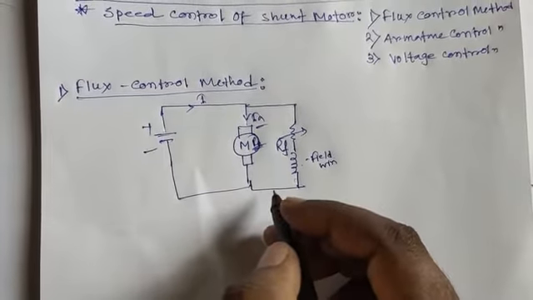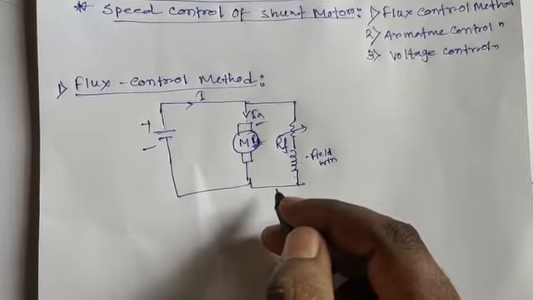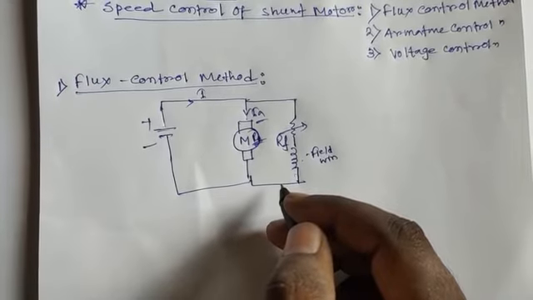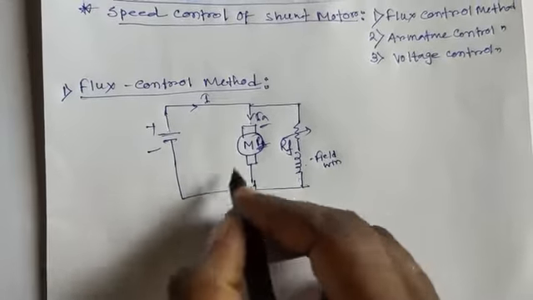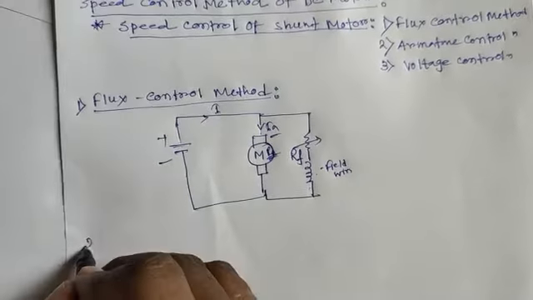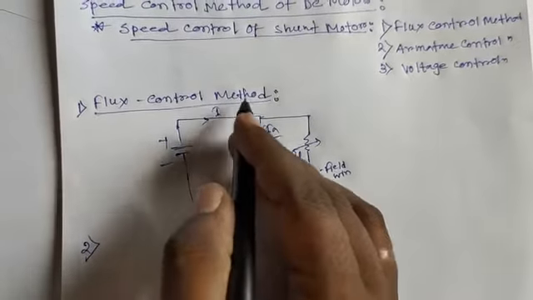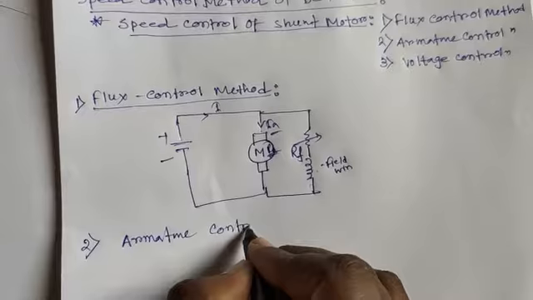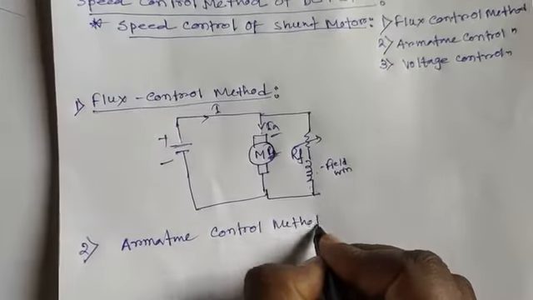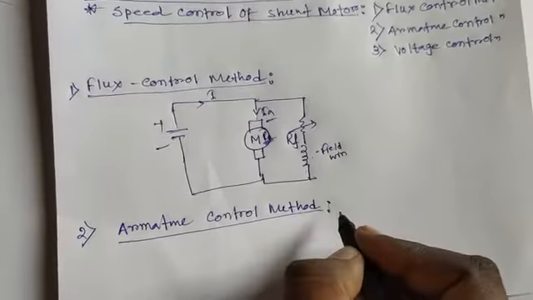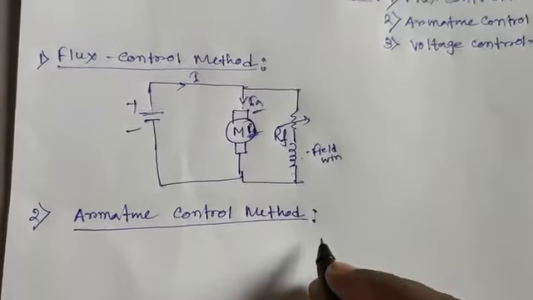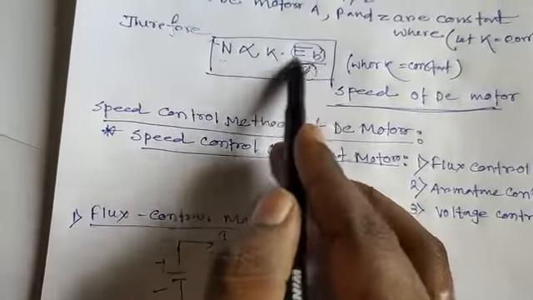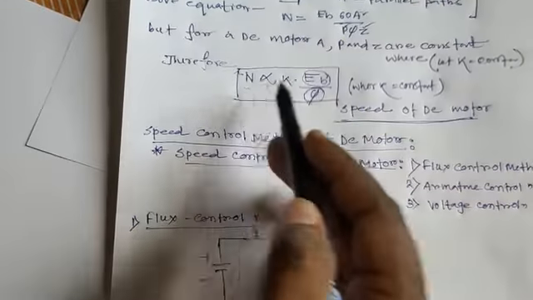It puts a limit on maximum speed, as weakening of field flux beyond a limit will adversely affect the commutation. First one is flux control method. Second is armature control method. Armature control method. Speed equation, we know speed of a DC motor is directly proportional to the back EMF, EB.